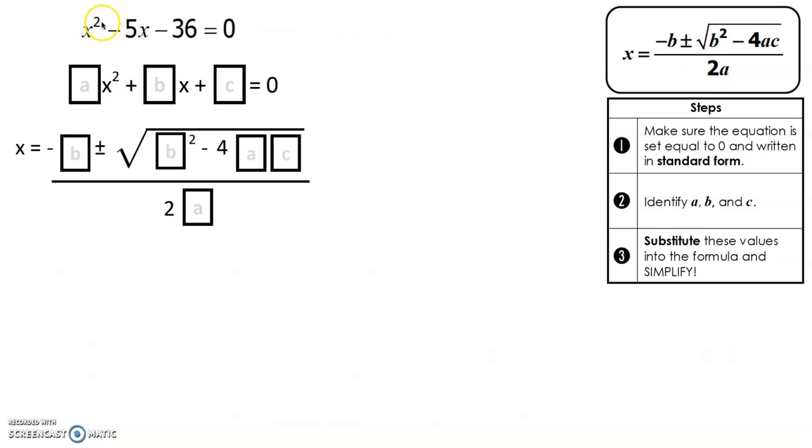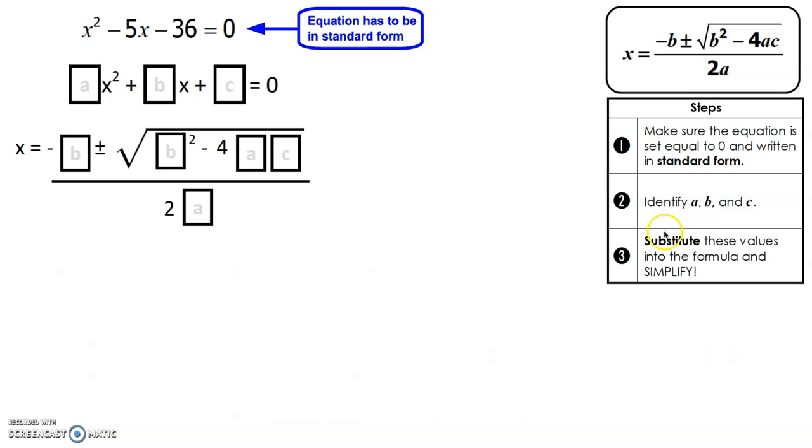So let's solve that equation that we just looked at, where we know our solutions should be 9 and negative 4, and see if we get that using the quadratic formula. All right, so our first step is to make sure the equation is set equal to 0, which it is, and is written in standard form. Remember, standard form is ax squared plus bx plus c. And so the equation is in standard form.